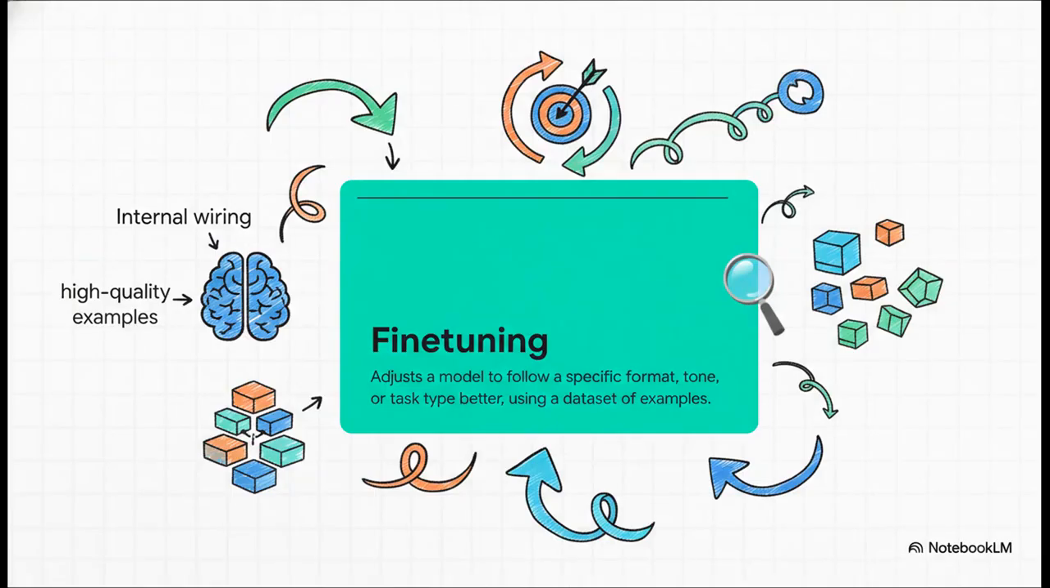Next up, we've got fine-tuning. I like to think of this as sending the AI to a specialist training course. You're not teaching it new facts, you're teaching it a new skill. You feed it a bunch of high-quality examples of exactly how you want it to behave, and it actually adjusts its internal wiring to consistently follow that style or format. It's all about shaping behavior.